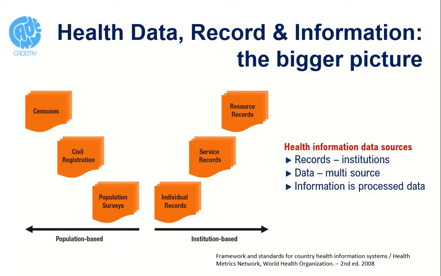A typical example of a population survey document, the Nigerian Demographic Health Survey of 2018, is a population survey that provides health data or health information. It's important to really understand this, that health data can be sourced from population based or institution based. But the moment we get to the institution, we start using the word records.